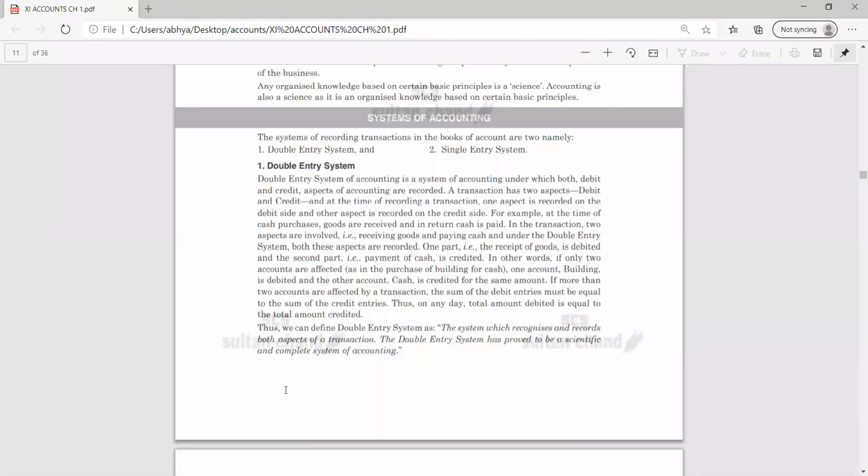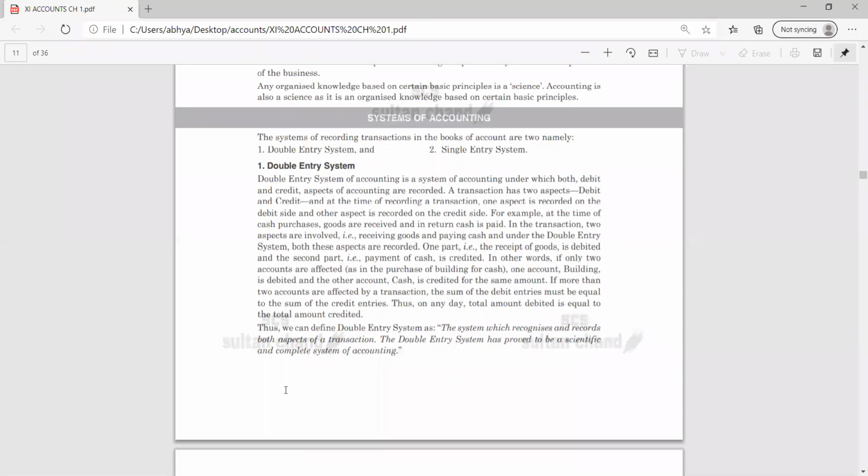Double entry system, as the name implies, is the system in which for one transaction, there is a double entry. Every transaction has two aspects. Already we have done the chapter on rules of debit and credit, chapter 6, types of account. Whenever we are doing any transaction in the business, it has at least two aspects, more than three aspects also. In accounting equation, I told you that certain transactions have more than three accounts involved.